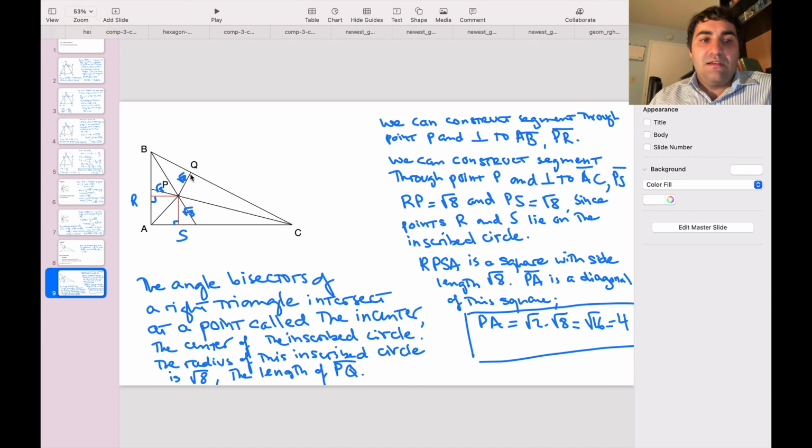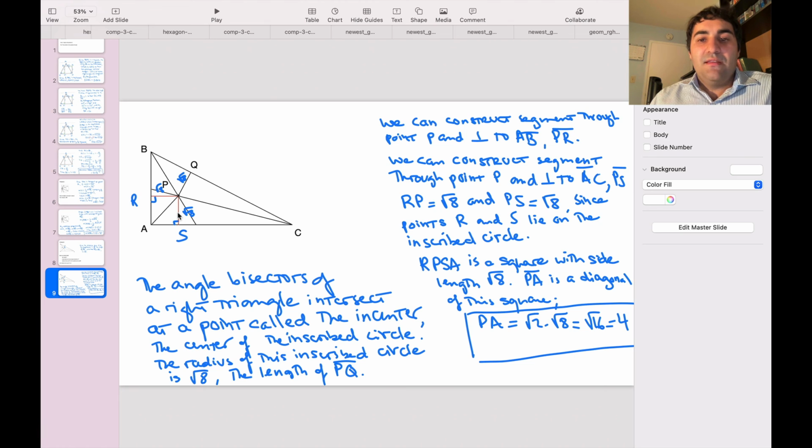So what I'm going to do now is I'm going to actually draw segment PR and segment PS, so segment PR is going to be perpendicular to side BA, and segment PS is going to be perpendicular to side AC. So, and these are going to be the other points where the circle passes through. So they're going to measure square root of 8 because they're going to be radii, right, of the circle.